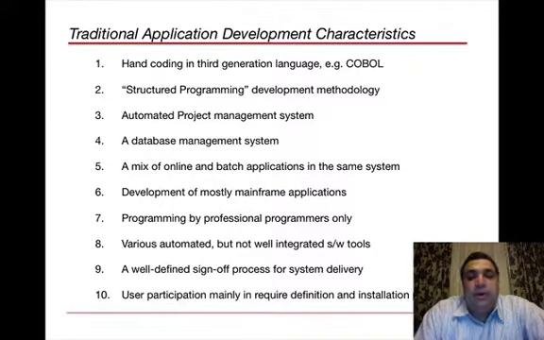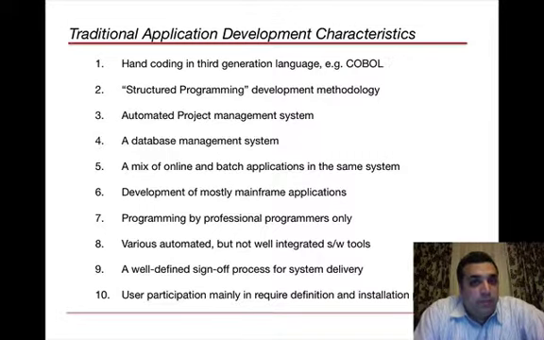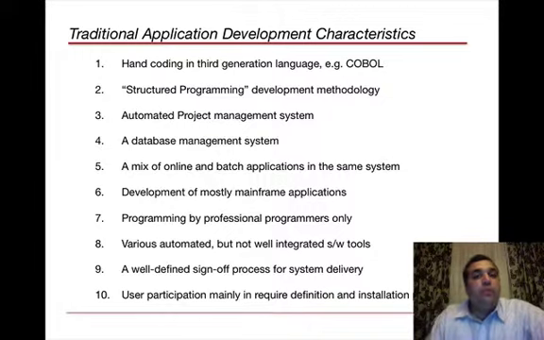And again, you have automated integrated software tools that might help, some integrated development environments, things like you may have heard of Eclipse or the .NET Framework environment, Visual Studio. You have a well-defined sign-off process for system delivery. This is one that carries over because you do see in cases when we implement a system, we want the business users to sign off on it to say, yes, I agree with what was put together, and this is exactly what I want. And finally, user participation mainly in requirements definition and installation phases.